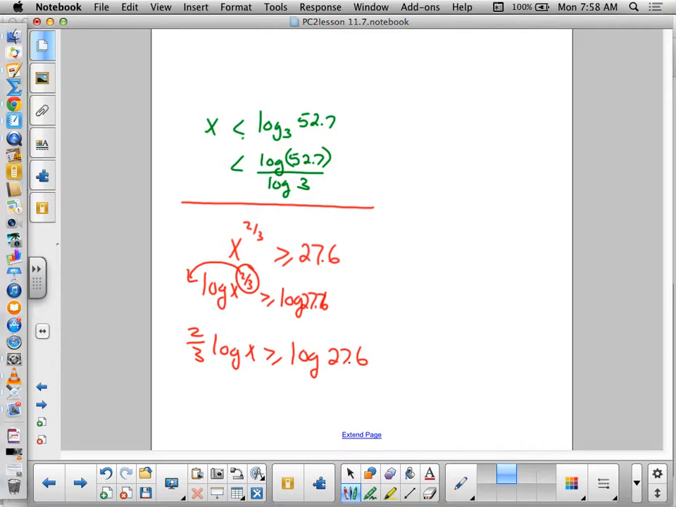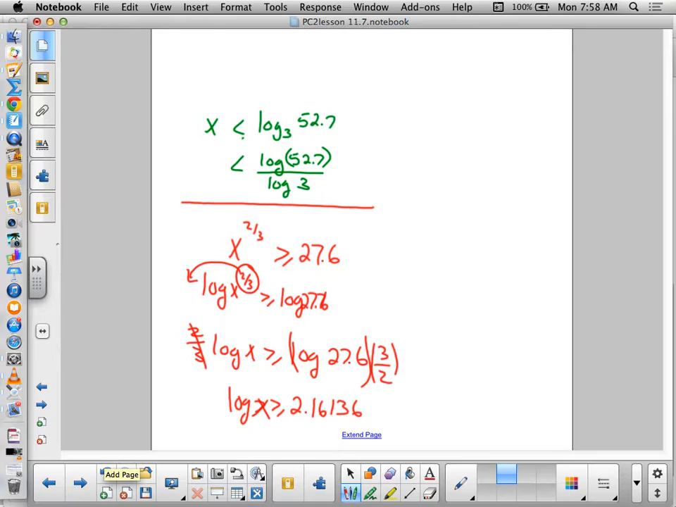So multiply both sides by 3/2. So log of X equals log of 27.6 times 3/2, which I can get. I take the log of 27.6, parentheses, times 1.5, which is 3/2. That gives me 2.16136. Sorry, that was supposed to be log X.